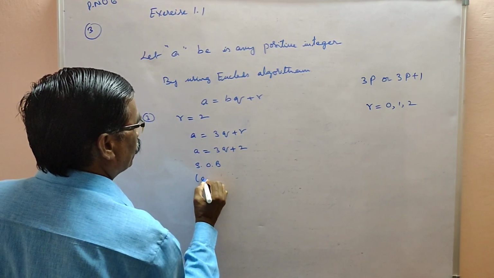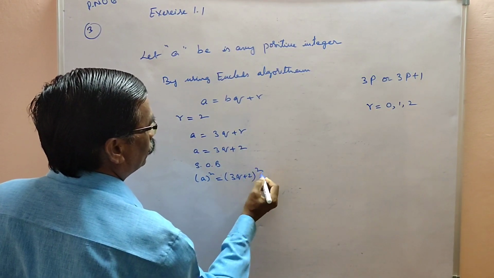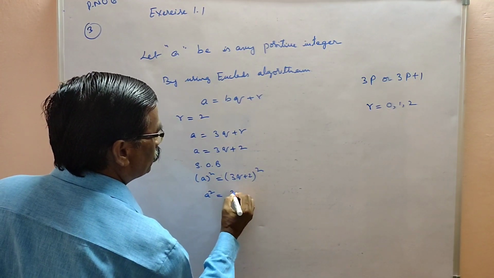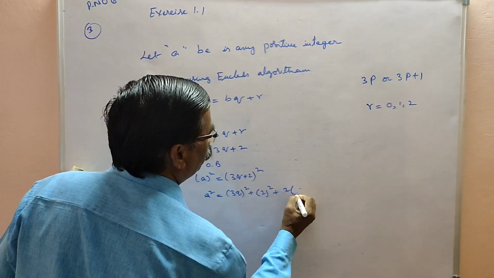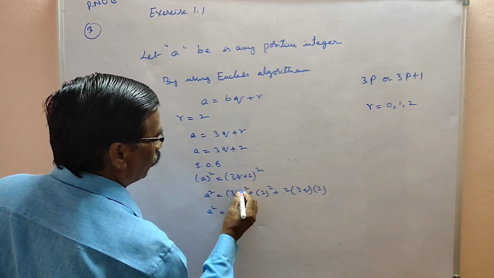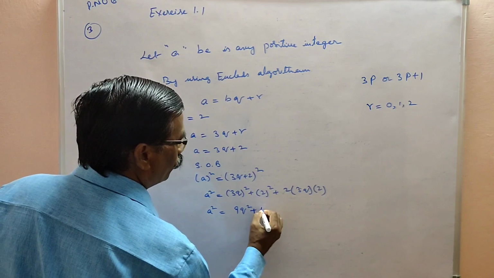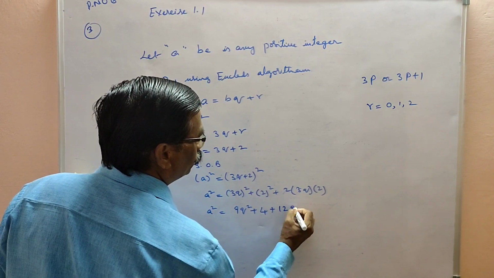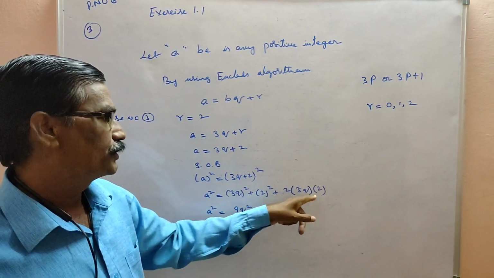Squaring on both sides, a square equal to 3q plus 2 whole square. So this is also in the form of a plus b whole square. A square equals 3q square plus b square, 2 square, plus 2ab, 2 into 3q into 2. So a square equal to 9q square plus 4 plus 12q. See here, 9q square, 2 2s are 4, 2 3s are 6, 6 2s are 12q.